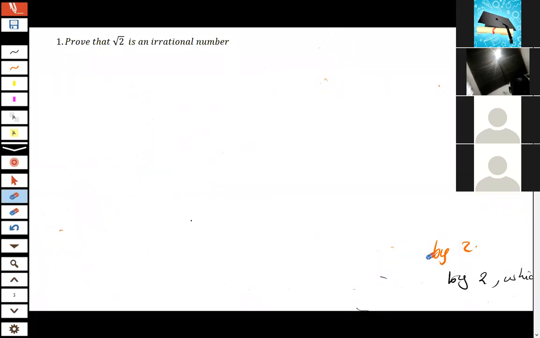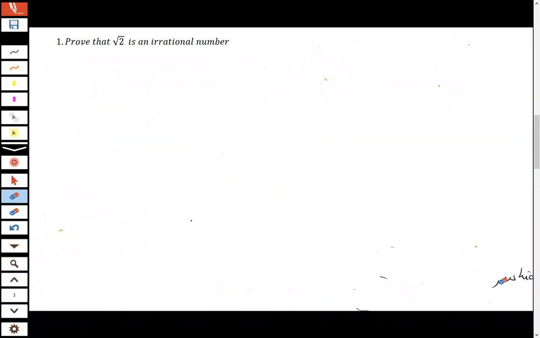Okay, so let me just go through it quickly, because if you don't understand this one, it will be very difficult for you to understand the other questions. So I've just decided to restart the question. The question is asking us to prove that the root of 2 is an irrational number.